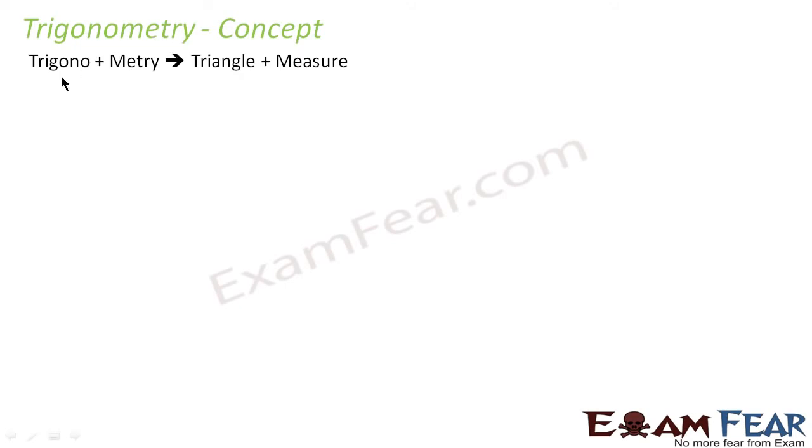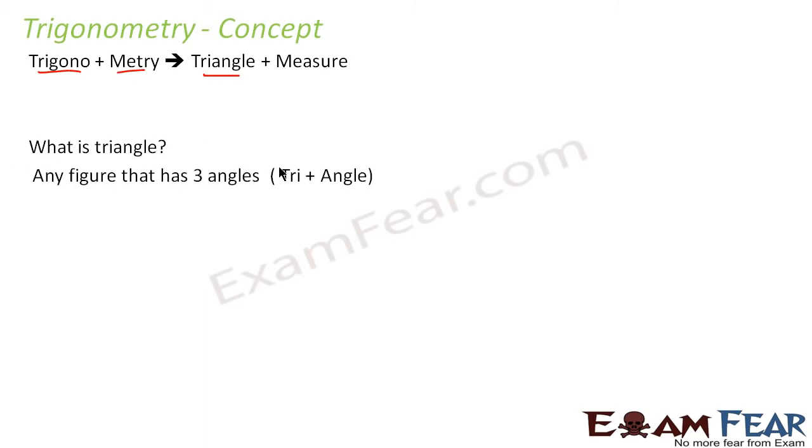Trigonometry, the word goes by trigono plus metry. Trigono means triangle, anything that has three sides, and metry means measure, right? So trigonometry, if you break, is nothing but triangle plus measure. So what is triangle here? Triangle is nothing but any figure that has three sides, because triangle, if you break, it is tri plus angle, that is triangle. Correct? Trigonometry is trigono plus metry. Trigono means triangle. Triangle again is tri plus angle, anything that has three angles.